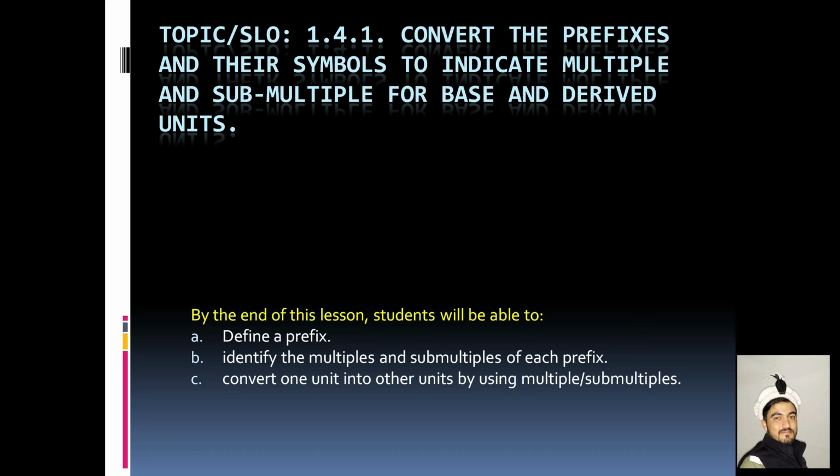Dear students, by the end of this lesson you will be able to define a prefix, then identify the multiples and submultiples of each prefix, and then you will be able to convert one unit into other units by using multiples or submultiples.